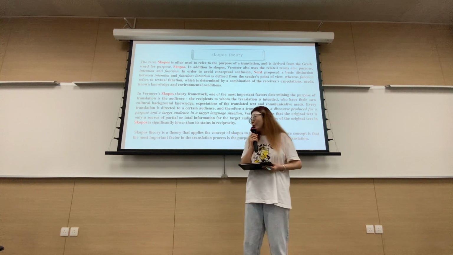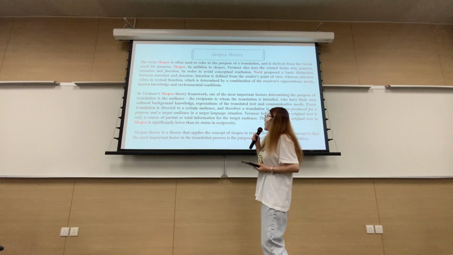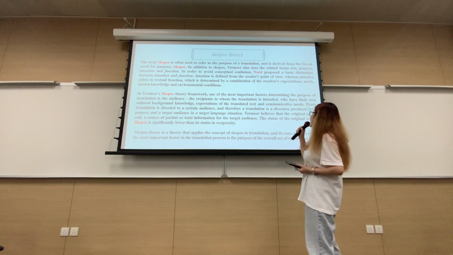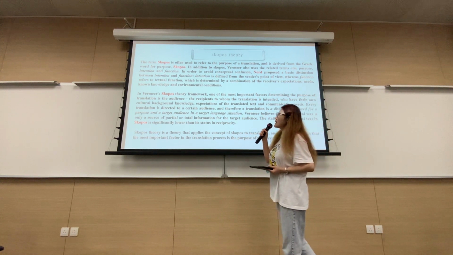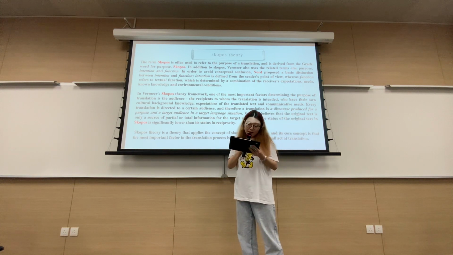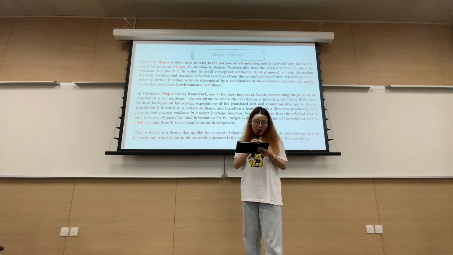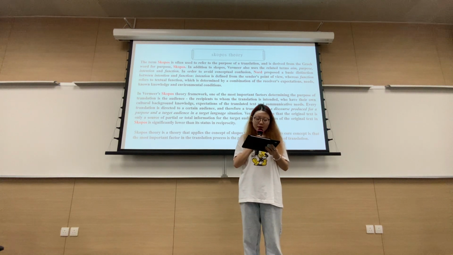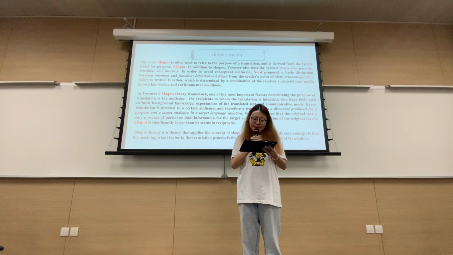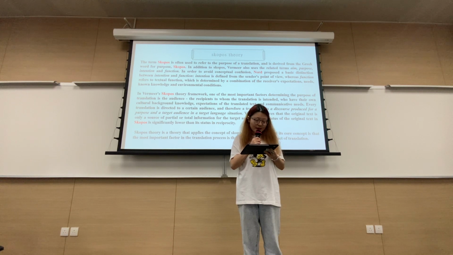And in Vermeer's theoretical framework, one of the most important factors determined is the purpose of translation and its audience. The recipients of the translation have their own cultural background, knowledge, expectations of the translated text, and communicative needs. Every translation is directed to a certain audience, and therefore a translation is a discourse produced for a purpose and target audience in a target language situation.